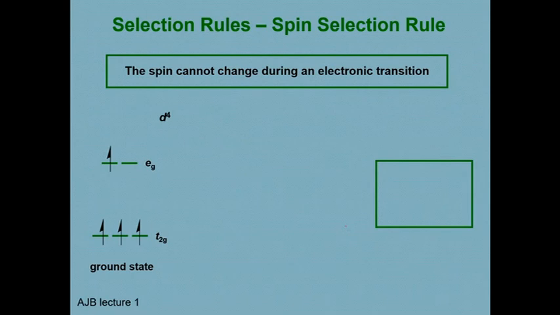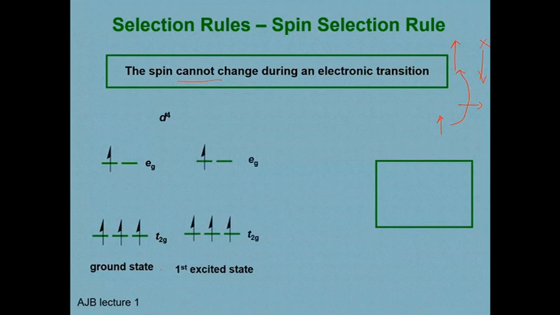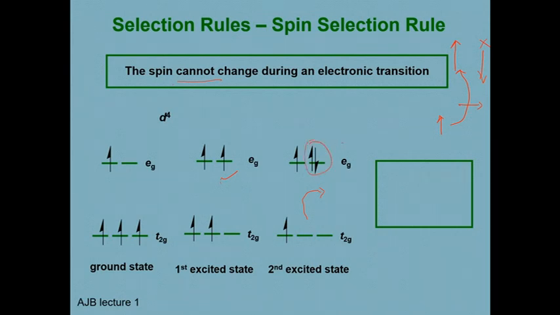Okay, this is the spin selection rule. The spin cannot change during an electronic transition. It cannot change. That means if you have a spin like this, it goes to the excited state, it should be like this only. It should not rotate and it should not go like this. Here you see ground state, first excited state, and there it goes to the first excited state. And in the second case it just turns. Therefore, this kind is not allowed.